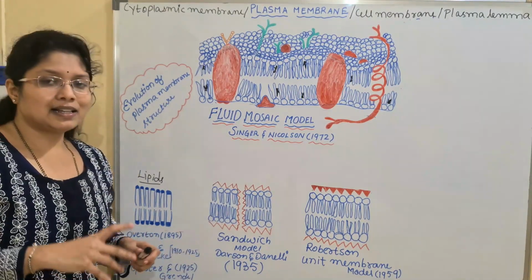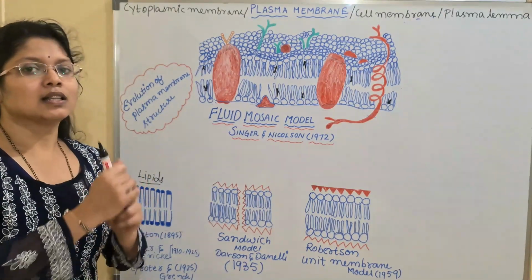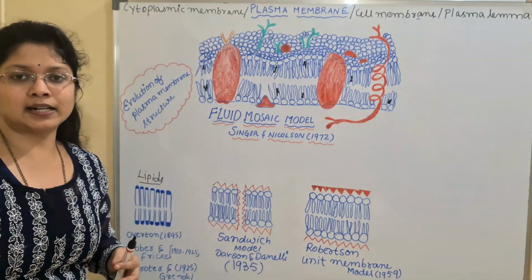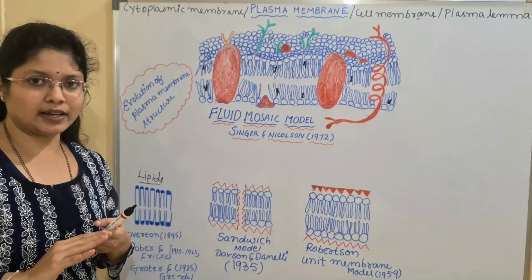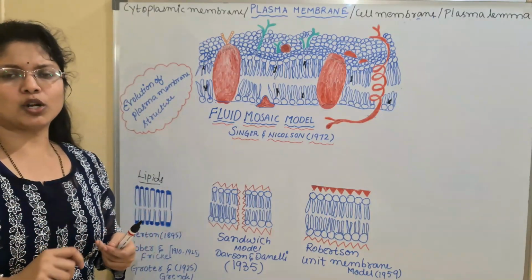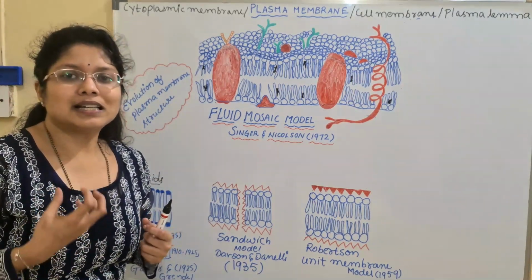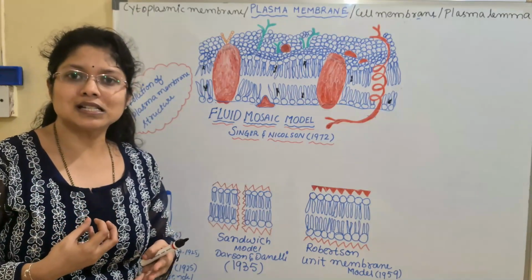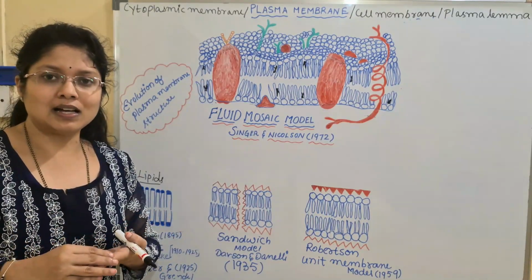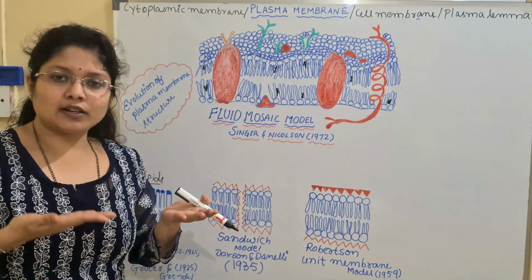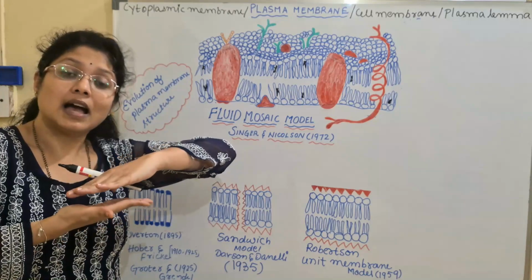Then Gorter and Grendel extracted the erythrocyte, the RBC membrane, and what they observed, children, is that the RBC membrane extracted in solution spread all over a molecular film. Okay, so it is spread over a molecular film. Then what is a molecular film here? In order to obtain and study these biomolecules, we use certain film-like structures in the laboratories. These films are called molecular films, and this molecular film has an affinity for the biomolecule to be attached to it.